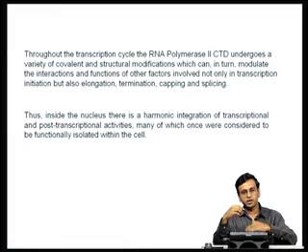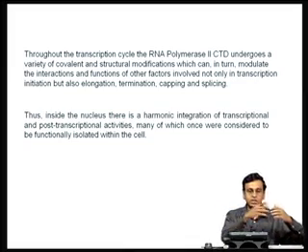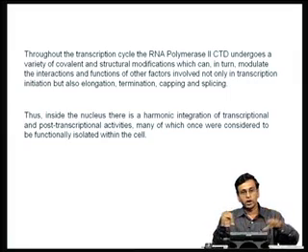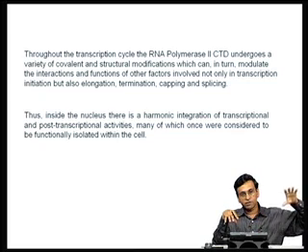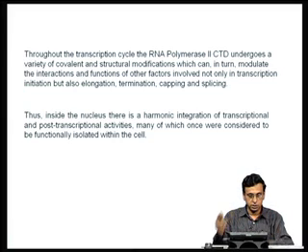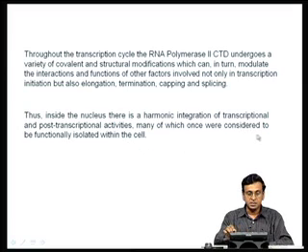Many residues of the CTD are getting phosphorylated and dephosphorylated, and depending upon which residue is getting phosphorylated or dephosphorylated, it interacts either with capping enzymes or splicing enzymes or with polyadenylation enzymes, and the whole thing is a very dynamic process. So, throughout transcription elongation and termination, the CTD is undergoing dynamic changes of phosphorylation, dephosphorylation and differential protein-protein interactions. So, inside the nucleus there is a harmonic integration of transcriptional and post-transcriptional activities, many of which were once considered to be functionally isolated in the cell.